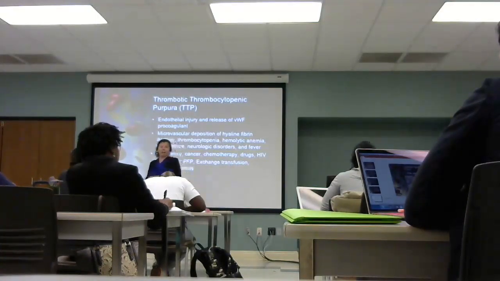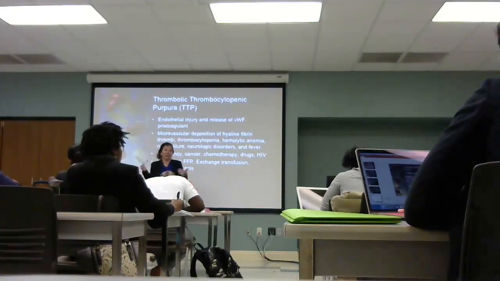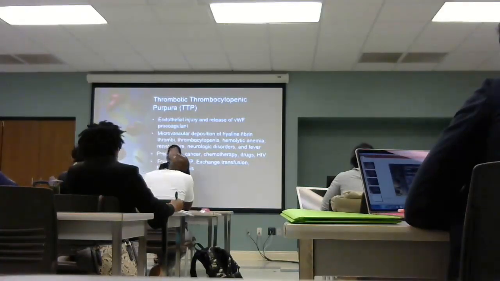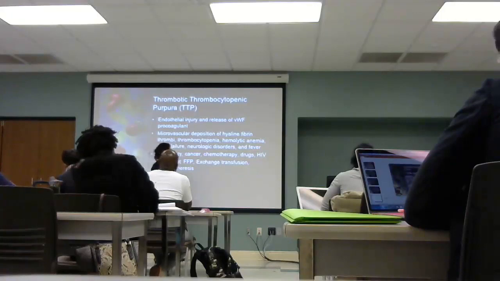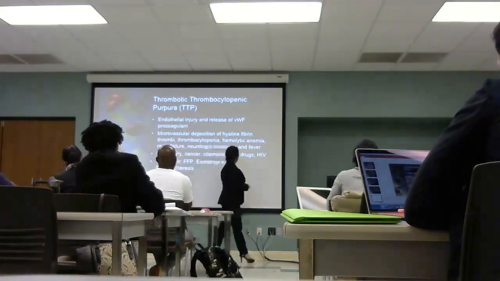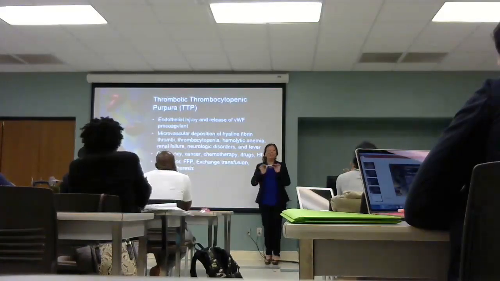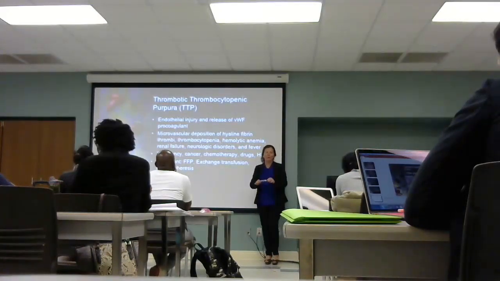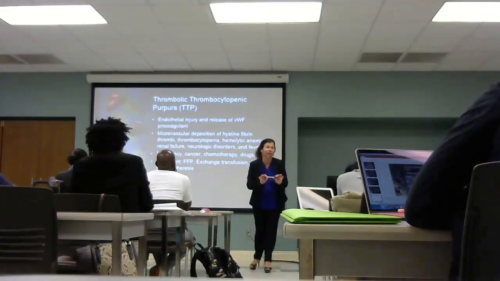If it happens at the level of the intestine, the patients will have mesenteric ischemia and thrombosis, right? If it happens in the brain, ischemic stroke. If it happens in the lung, pulmonary embolism. If it happens at the level of the renal artery, thrombosis. So it can happen anywhere in the body, as you can see. Now, the leading treatment for thrombotic thrombocytopenic purpura is plasma exchange.